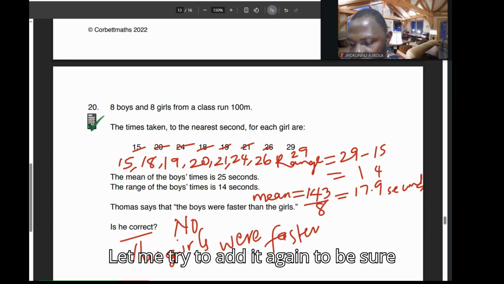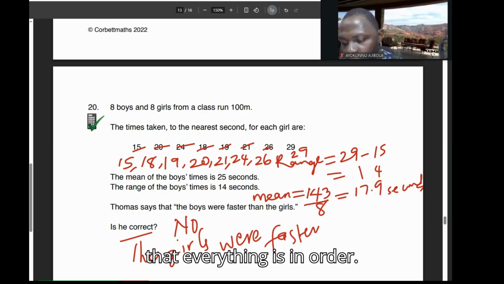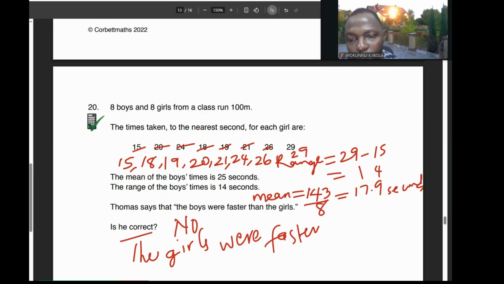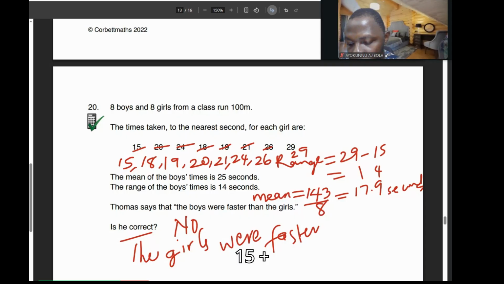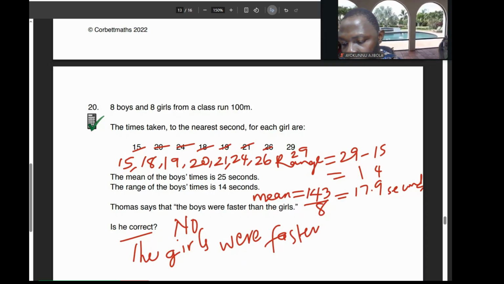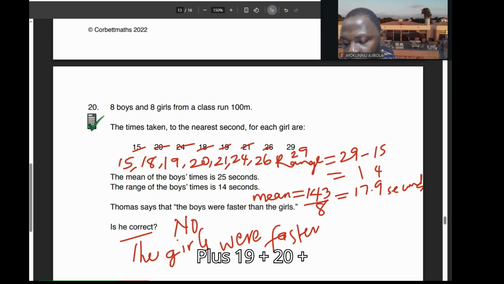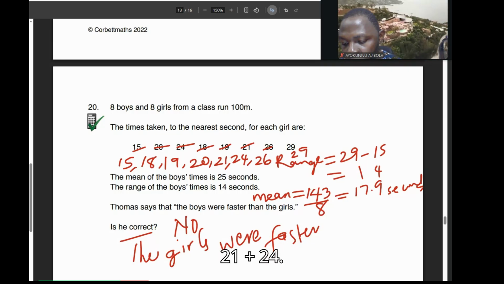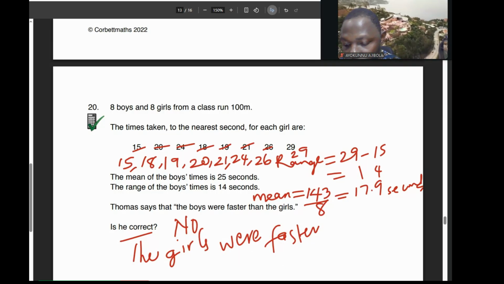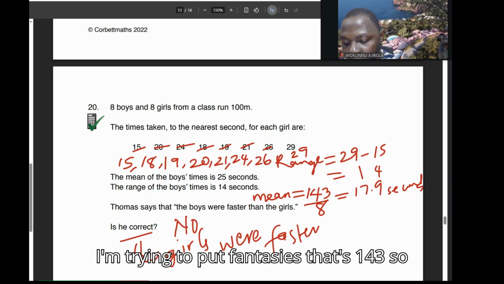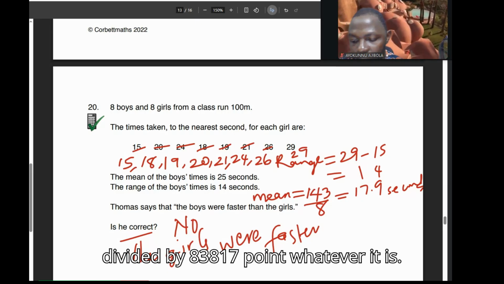Let me try to add it again to be sure that everything is in order. 15 plus 18 plus 19 plus 20 plus 21 plus 24 and finally plus 26. That's 143. So divided by 8. That gives 17 point.